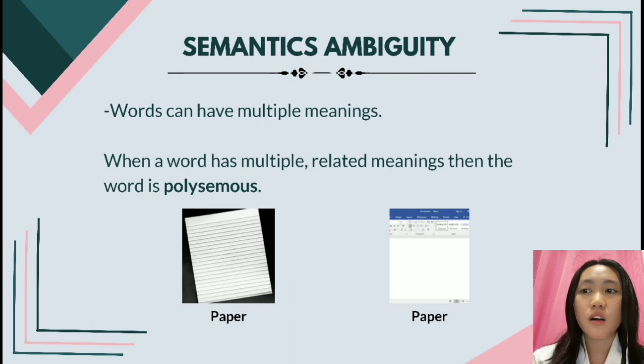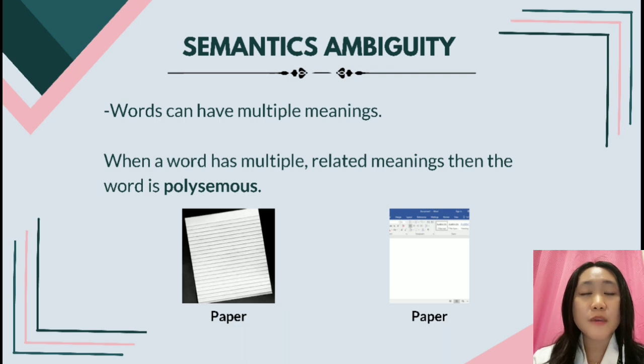And another type of semantic ambiguity is when a word has multiple related meanings, then the word is polysemous. For example, in the first picture, as you can see, there is a paper in a physical form that is used to write on. This is the traditional way of writing. It is a tangible material made from wood pulp or other fibers, and it is commonly used for writing, printing, drawing, or making crafts.